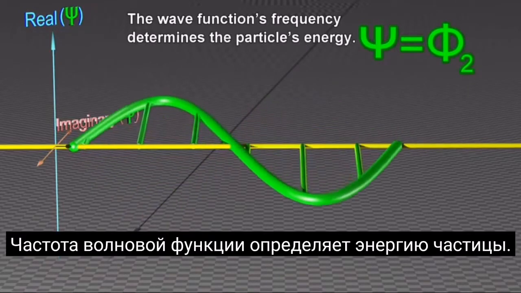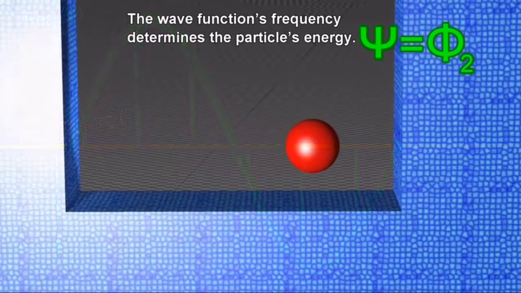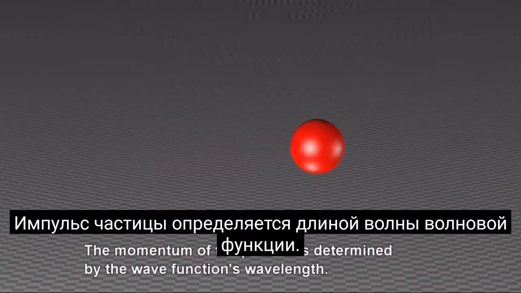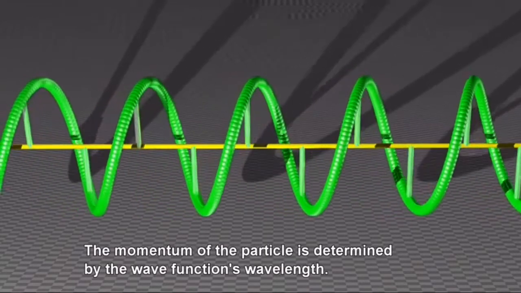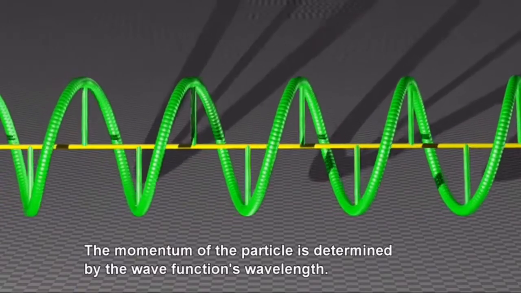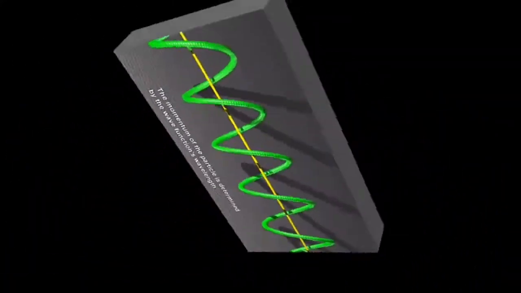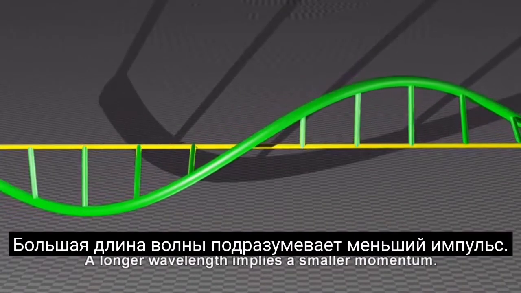The wave function's frequency determines the particle's energy. The momentum of the particle is determined by the wave function's wavelength. A longer wavelength implies a smaller momentum.